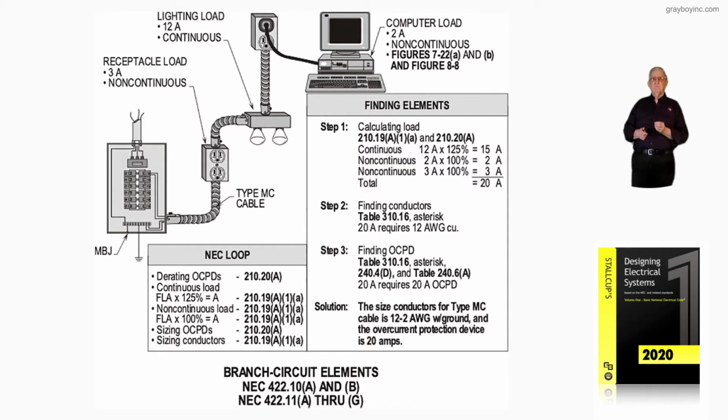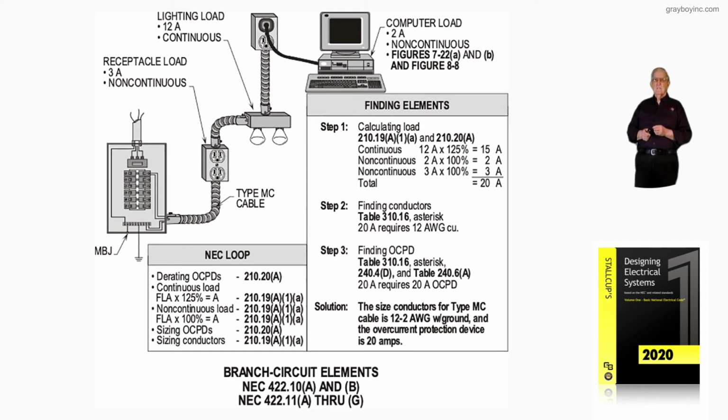Step 1, 210.19(A)(1)(a), sizing conductors, and 210.20(A), sizing the overcurrent device. The continuous load of 12 amps would be taken at 125%. Notice that is quoted for the lighting load. Non-continuous loads of 2 amps and 3 amps are listed for the receptacles, so that'd be 2 and 3 amps respectively. Adding those together, we come up with 20 amps.